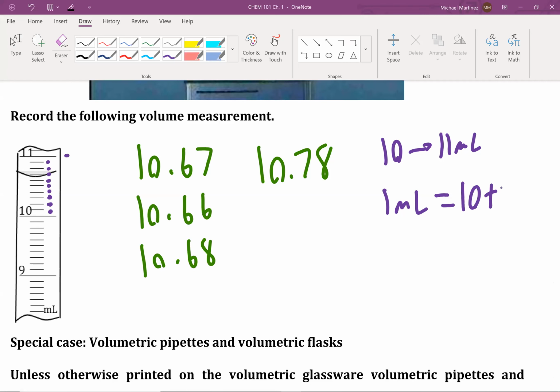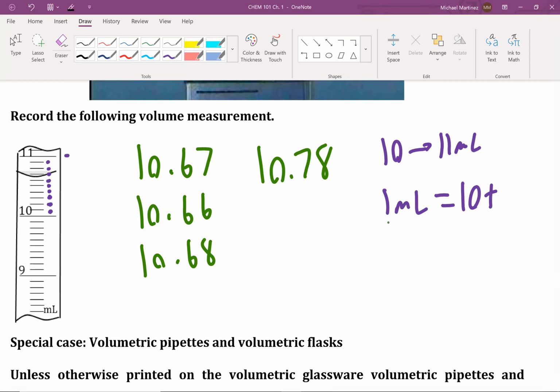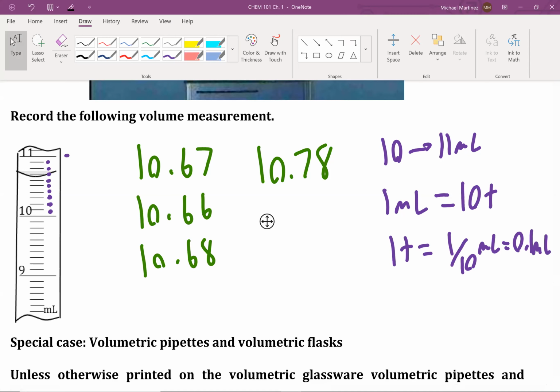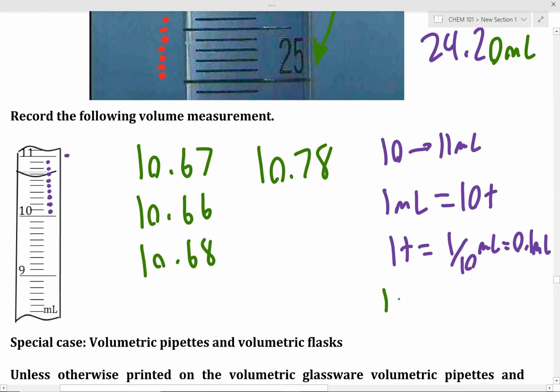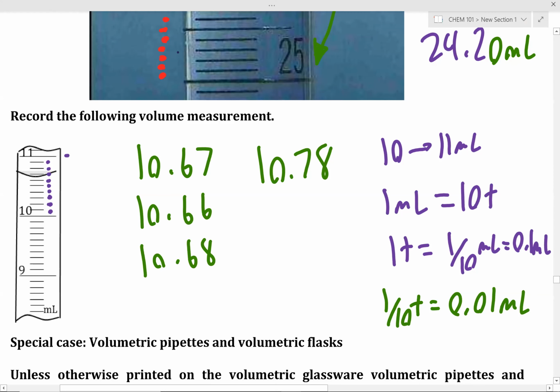To figure out how many digits we can report up to, 1/10 of a tick. Oh, whoops, I got a little bit ahead of myself there. First and foremost, we need to figure out the value of a tick. 1 tick is 1/10 of a mil, which is 0.1 milliliters. We next need to figure out our maximum reporting limit, which is 1/10 of a tick, which is equal to 0.01 milliliters.